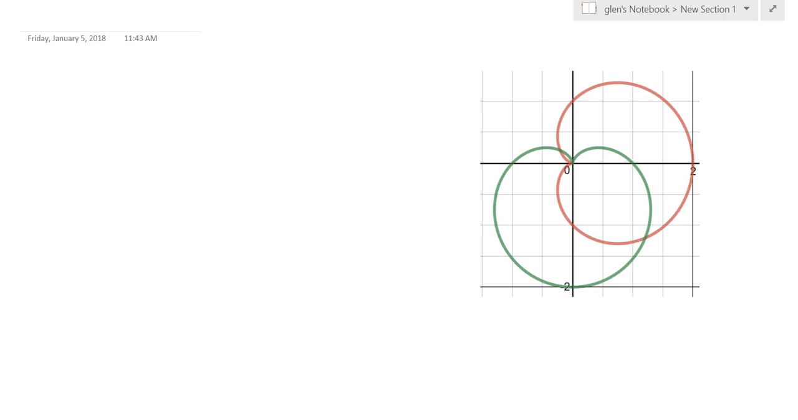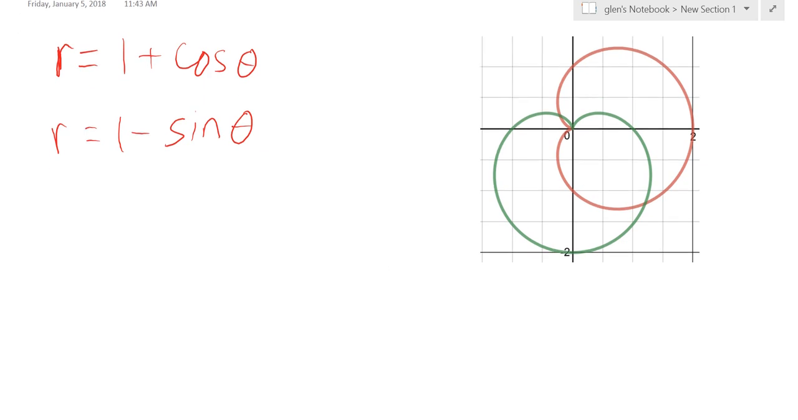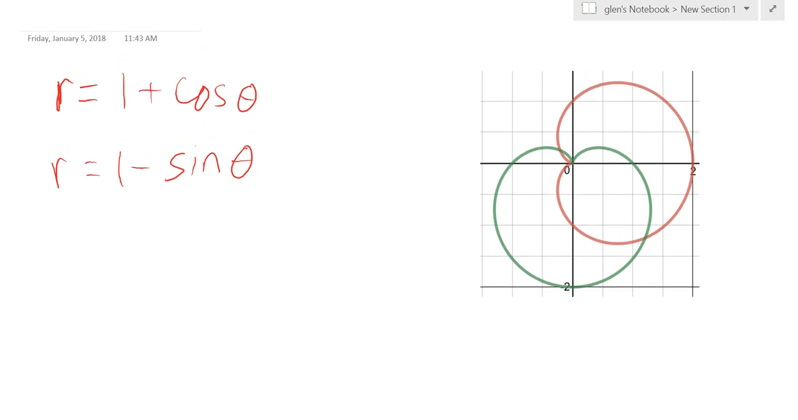So, I forget what they were already, right? The red curve was 1 minus cosine. Obviously, plus. And the green curve? Minus? I knew that. Okay. So, what matters is, and now this is between these curves, okay?